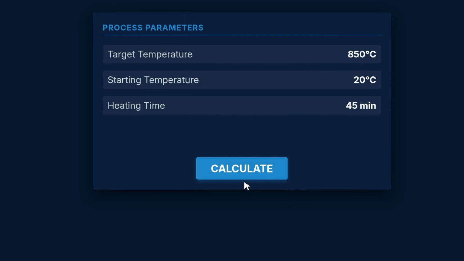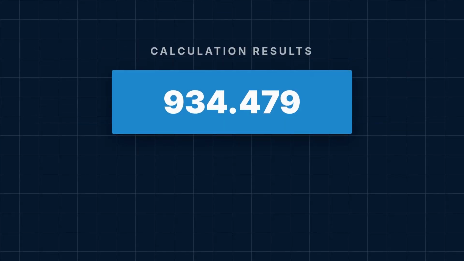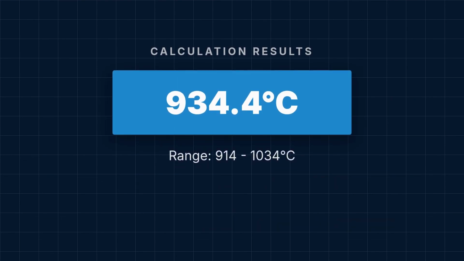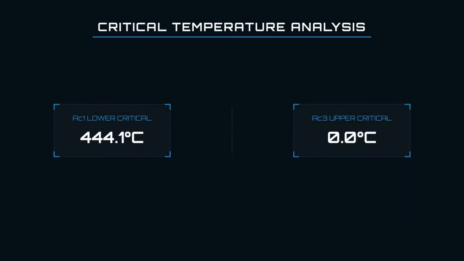After clicking Calculate, the primary result shows 934.4 degrees Celsius with a secondary parameter range of 914 to 1034 degrees Celsius. The calculator provides AC1 temperature at 746.6 degrees and AC3 temperature at 884.4 degrees.